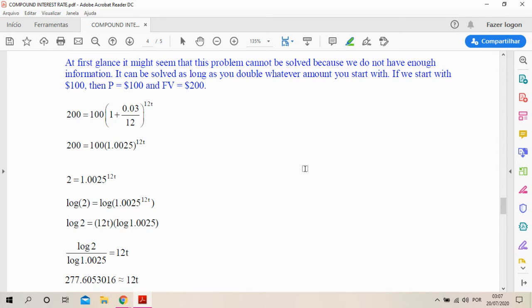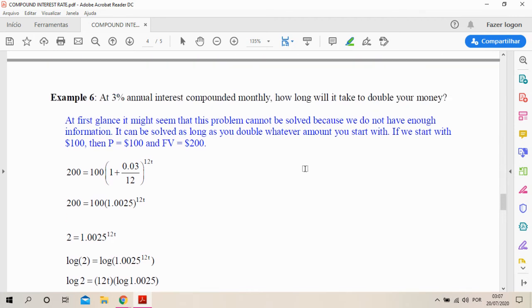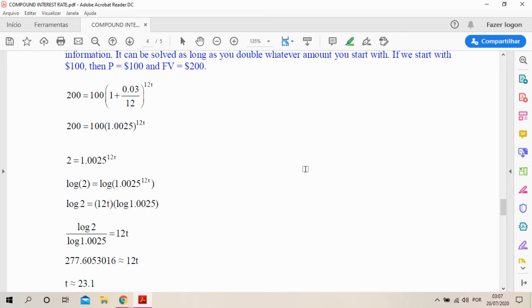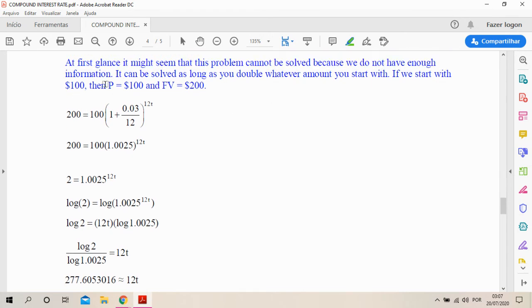So let's see. At 3% annual interest compounded monthly, we want to see how long it will take for the money to double. Okay, any kind of money. You could have used any kind of value here. We chose this, but we could have chosen any.